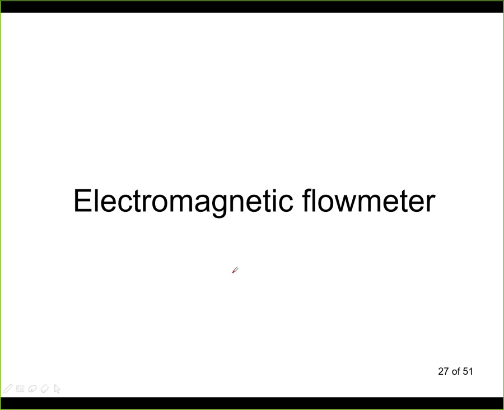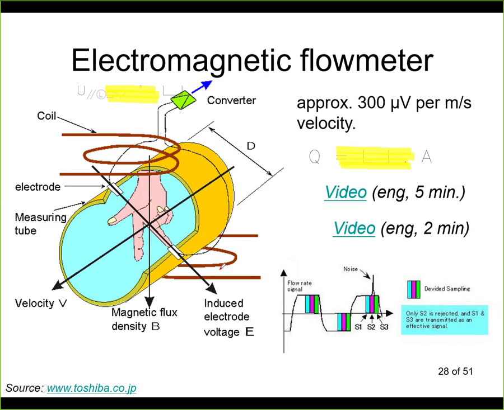Okay, that's the second type. Now we still have 2 more to go. The electromagnetic flowmeter. Now the electromagnetic flowmeter has one difference compared to all the other ones, and the difference is that this works only for conductive liquids. So your liquid needs to have some electrical conductivity.